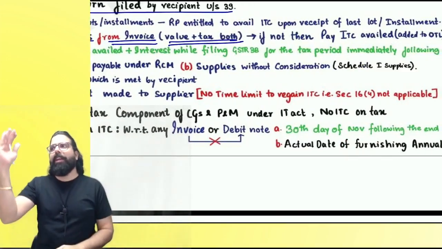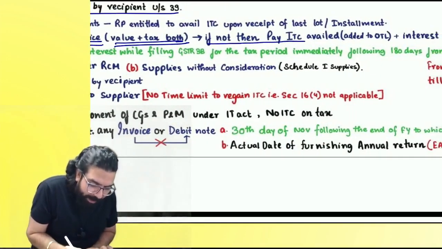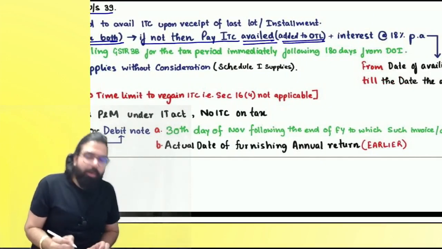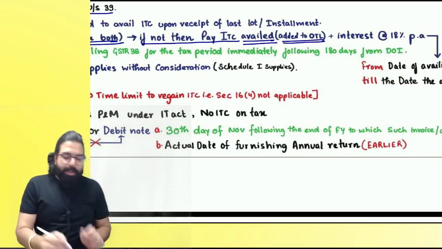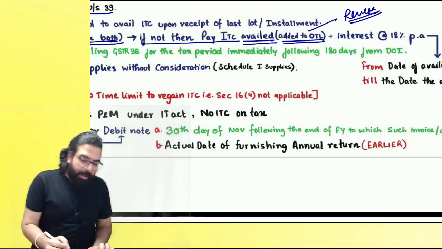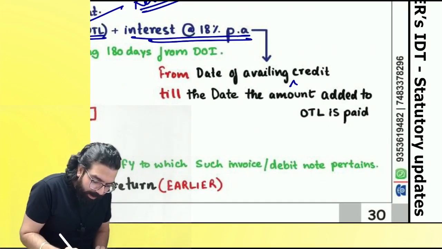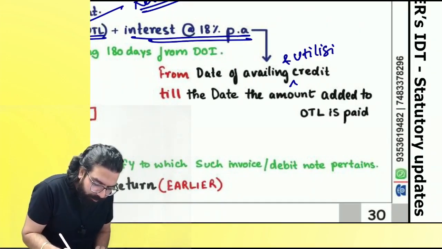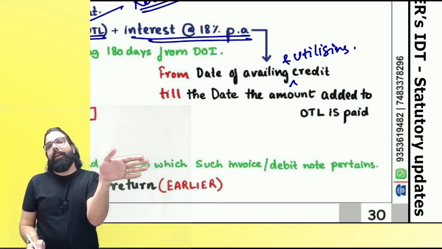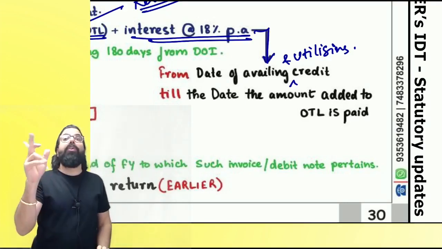Sir, from the date of invoice means you leave the date of invoice, and from the next day you start the calculation. If you don't pay, then whatever ITC you had availed, you will have to add it to your output tax liability. You will reverse it along with interest at the rate of 18% from the date of availing and utilizing the credit, because interest will always be from the date of utilization.